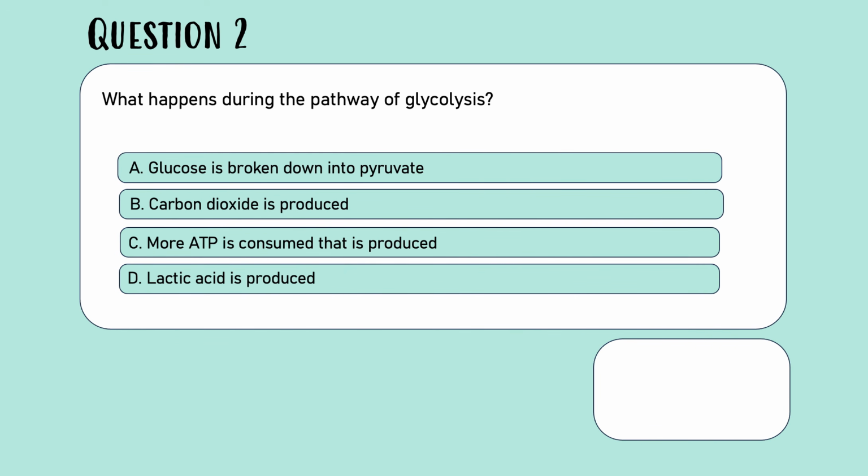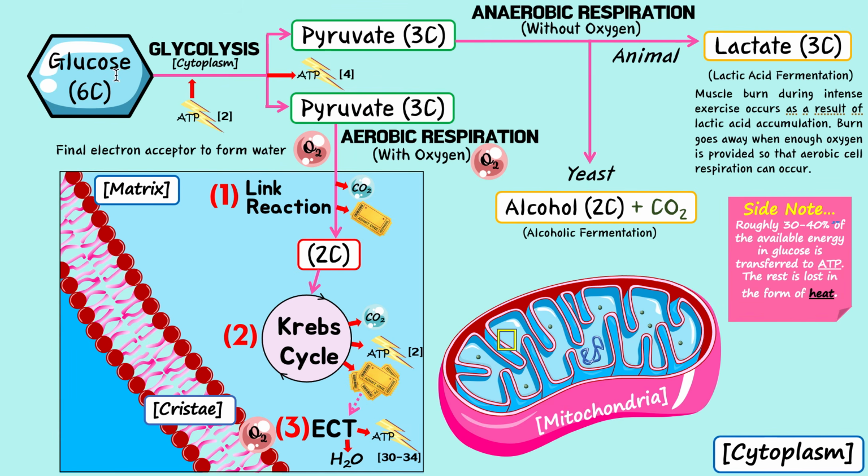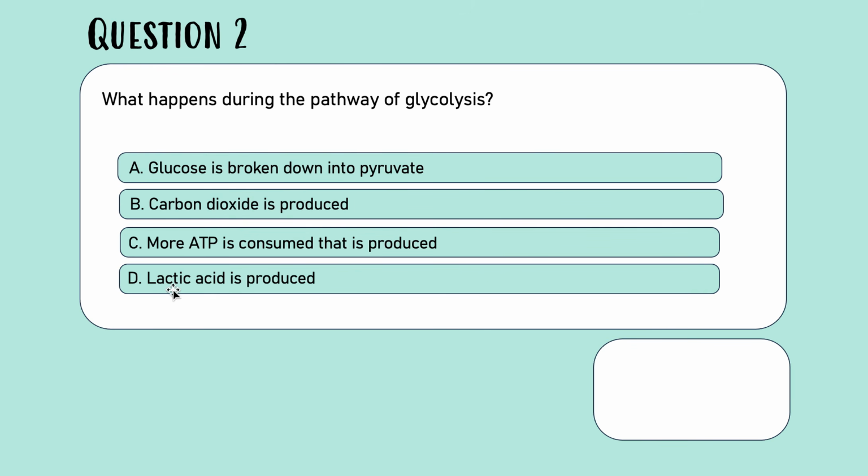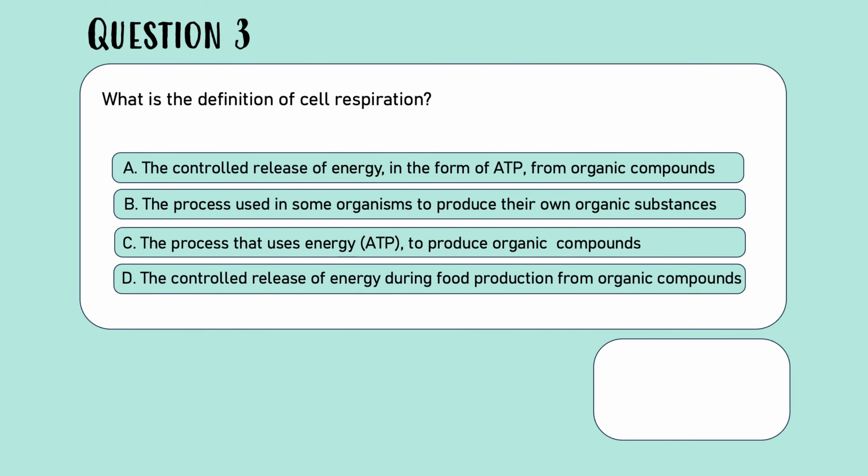What happens during the pathway of glycolysis? Glucose is broken down into pyruvates. That's true, right? Carbon dioxide is produced. No. Remember? The 6-carbon glucose is split into 2 pyruvates. No carbon dioxide is made. More ATP is consumed than is produced. No. 2 ATP is consumed and 4 is produced. So more ATP is produced than consumed. Okay, remember that. Lactic acid is produced. No. Lactic acid is produced after glycolysis, not during glycolysis. So that's A.